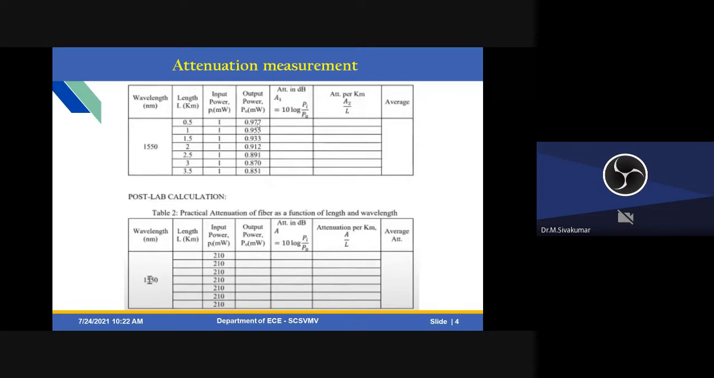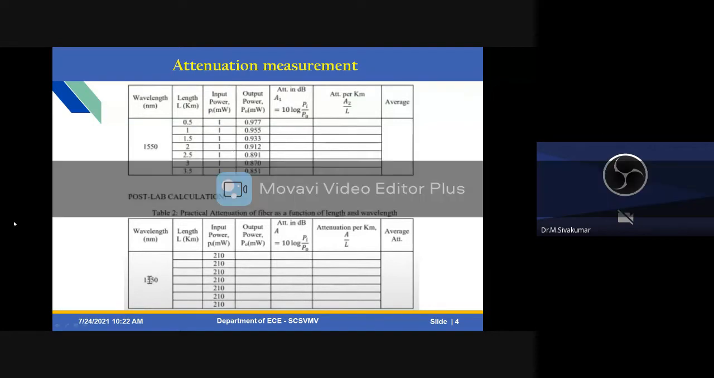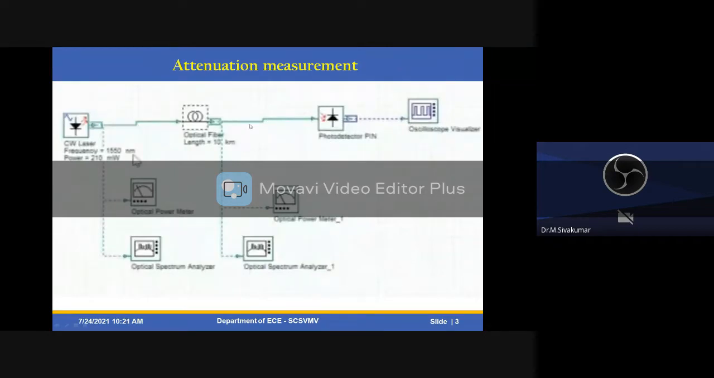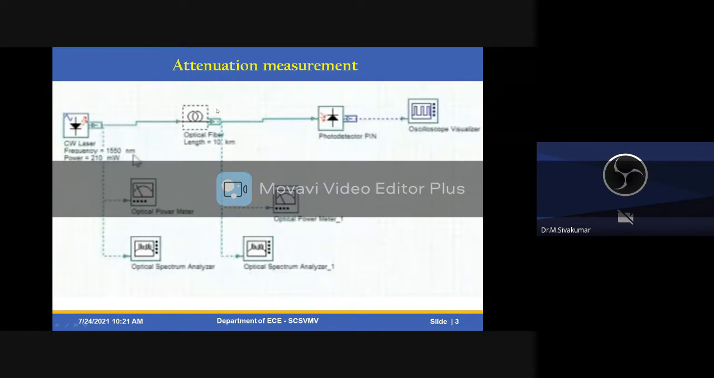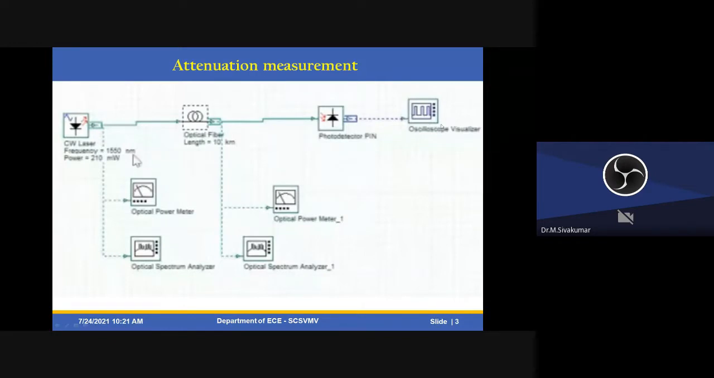You should connect the scope, which shows the power level in the simulation. You have to find the power level before and after the optical fiber. Here, before and after the optical fiber, you need to obtain the power level. Similarly, connect the optical spectrum analyzer before and after the optical fiber. Similarly, the spectrum of the oscilloscope visualizer should be connected at the end of the receiver. This is the receiver point. Just a simple diagram.